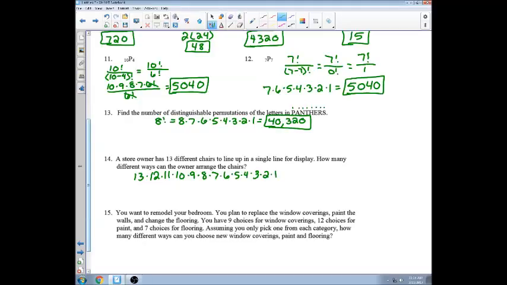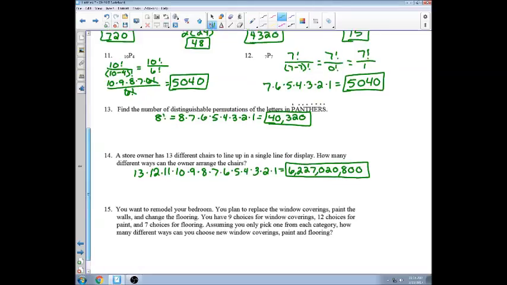The reason why I would have those is because I can only put a chair in one slot. I can't use the same chair in two different slots, right? So it would be 13 factorial. If I multiply that completely out, I end up with 6,227,020,800 different ways that I could order those chairs.